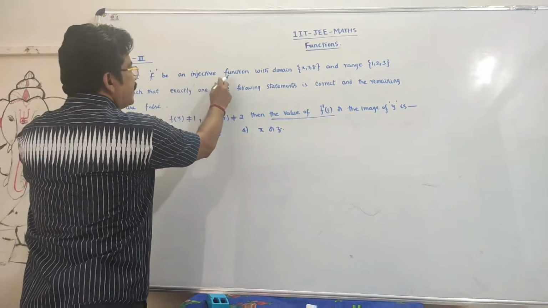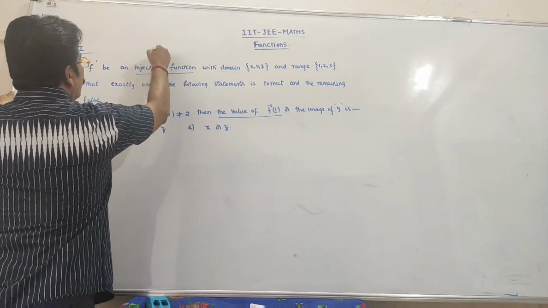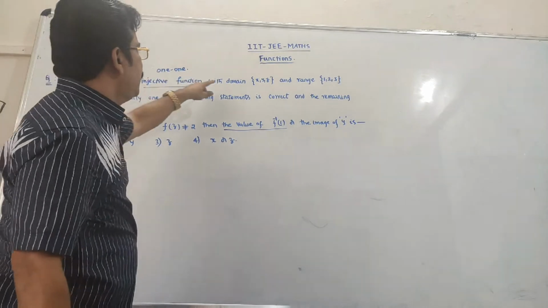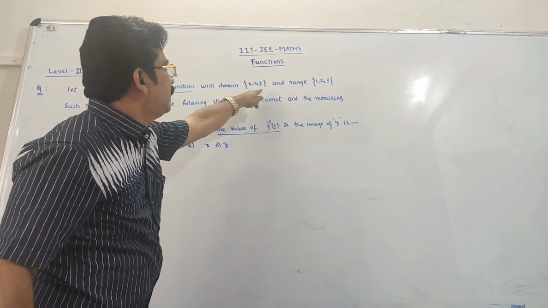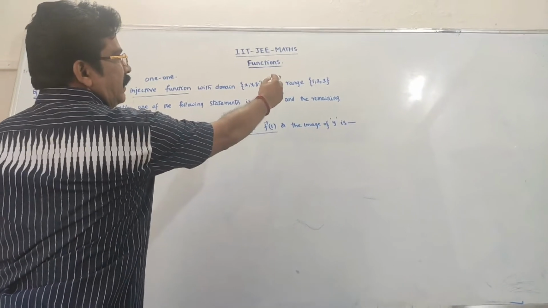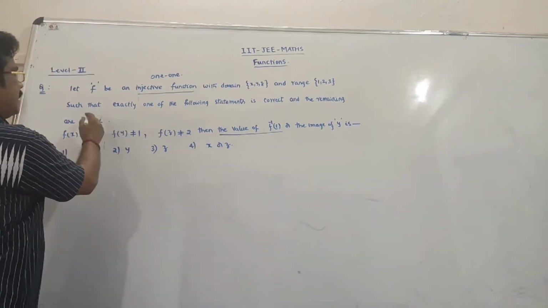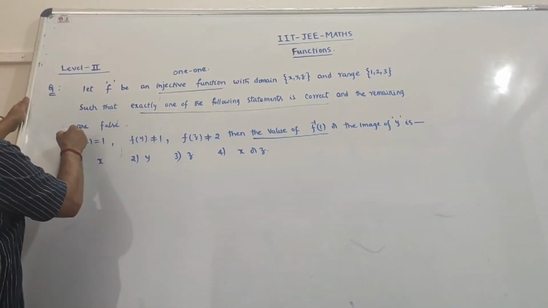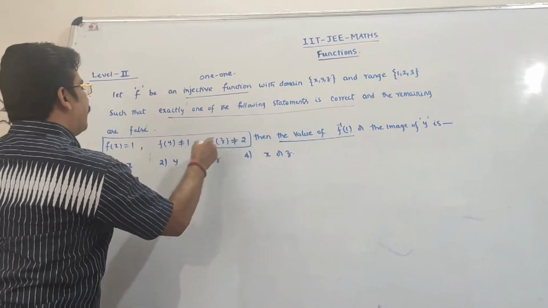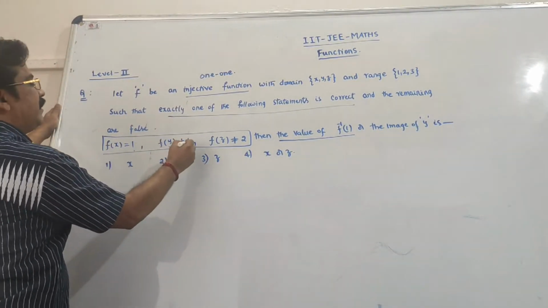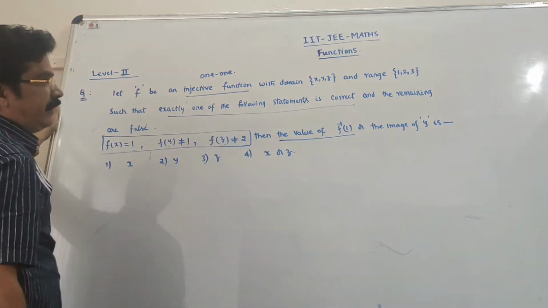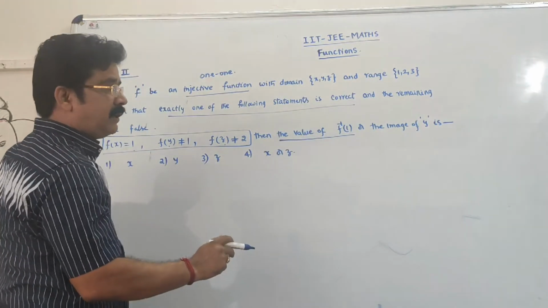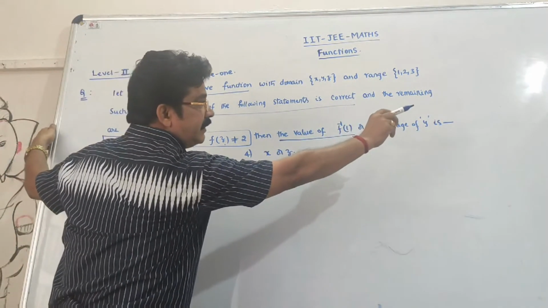Let f be an injective function. Injective means one-one function. f is a one-one function. Domain is the set {x, y, z} and range {1, 2, 3}, such that exactly one of the following statements is correct. The given statements are f(x) = 1, f(y) ≠ 1, f(z) ≠ 2. Then find the value of f inverse of 1, or the image of y is dash.